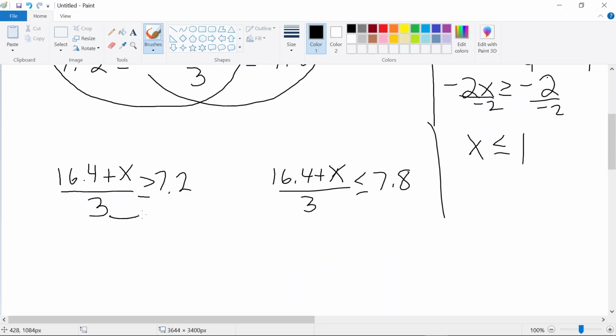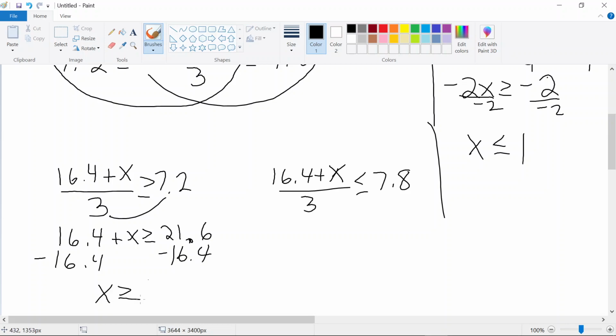I'll multiply both sides by 3. 16.4 plus x greater than or equal to 3 times 7.2: 3 times 2 is 6, 3 times 7 is 21, so 21.6. Then I'll subtract 16.4 from both sides, and that's x greater than or equal to 5.2. Then I'll do this one. 3 times 7.8, 3 times 8 is 24, 3 times 7 is 21, 23.